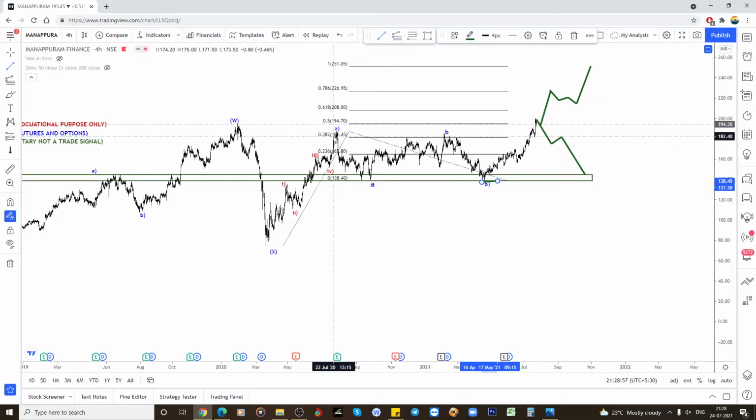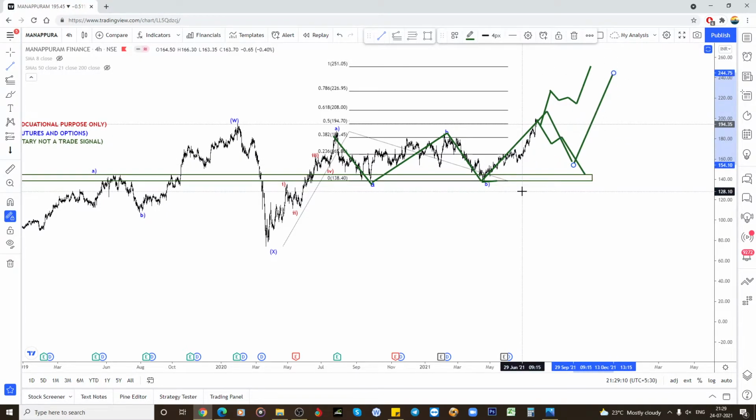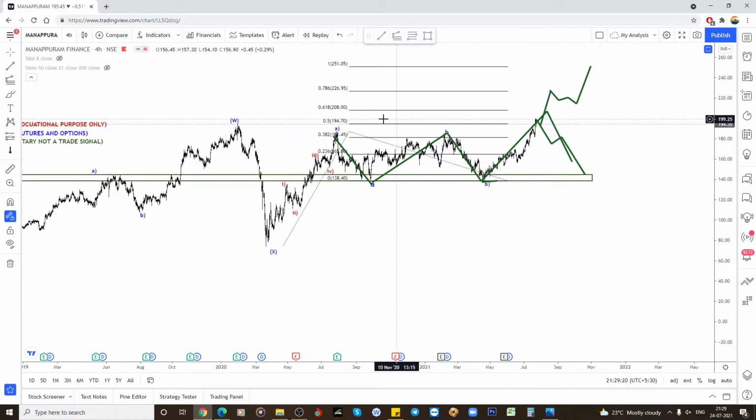So then this is A, B, C, and again one more wave to the downside. So this whole thing becomes A, B, and C, and again it can shoot like this. We are expecting this correction, and it will shoot from here. Anyway, we are looking only for the buy, and we already broke the previous high also.